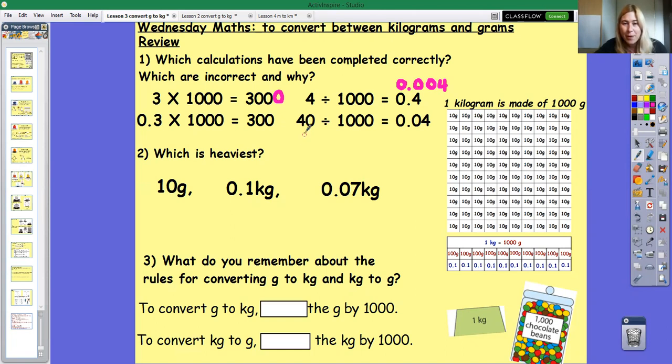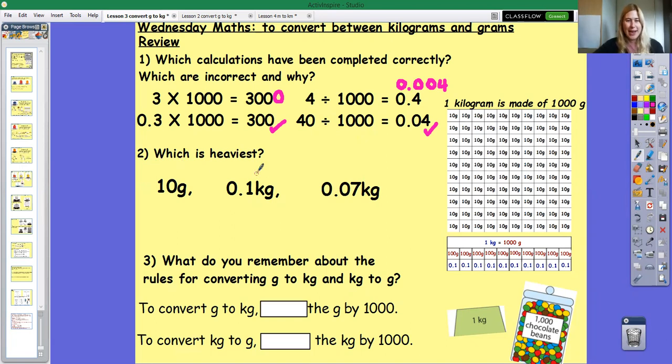Okay, what about this one? 40 divided by 1,000 is 4 hundredths. Well, yeah, that one works for me because we've moved 1, 2, 3 places. So we've moved into our ones, then our tenths, then our hundredths. And we're in the hundredths column there. So this one is correct. So hopefully you thought the same as me.